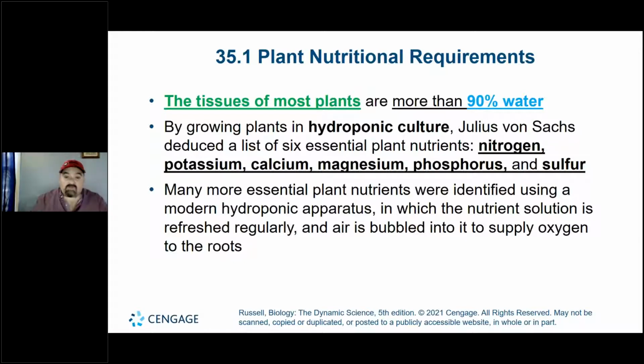So tissues of most plants comprise primarily of water, 90%. That's amazing. Recall that we're talking about epidermal, vascular and ground tissue. These are the three types of tissues present within a plant, each having their specific functions. The epidermal tissue is more the outer layer of the plant.